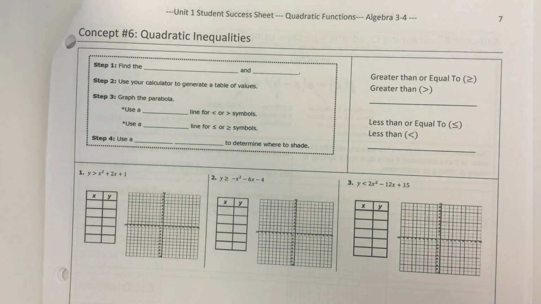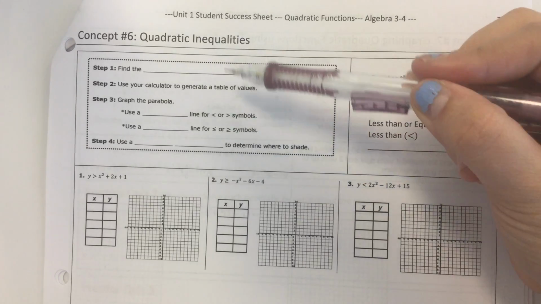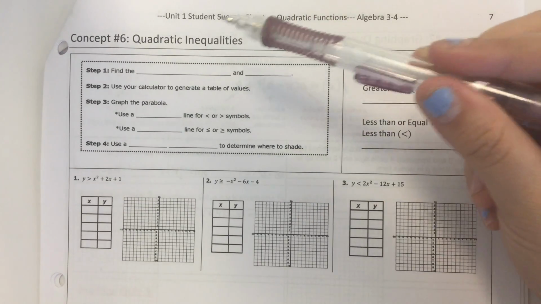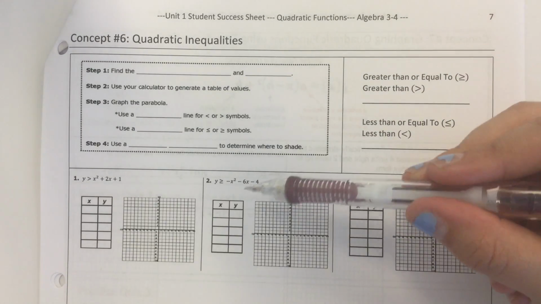Concept number 6, quadratic inequalities. There are some steps we need to follow in order for us to be able to solve and graph quadratic inequalities. You're going to have to graph these.